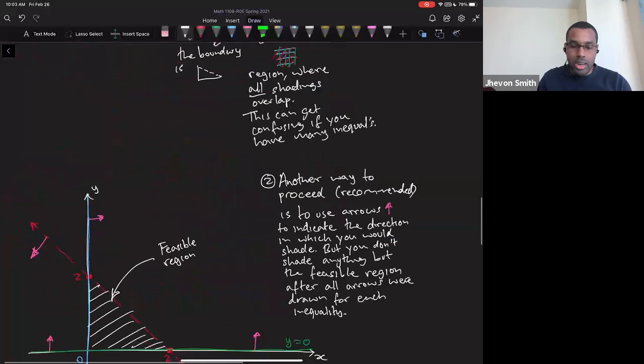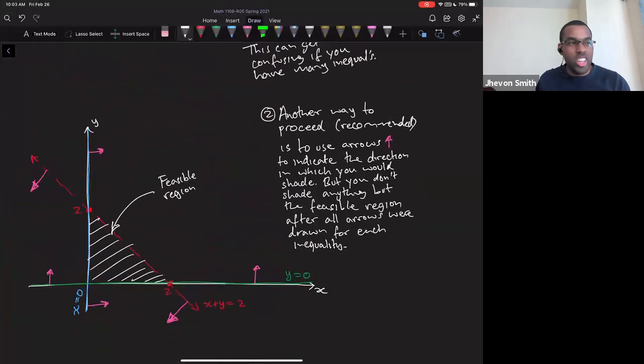So here in the second method, you don't shade until you already know where the answer is, right? So there's only one thing to shade here. It's definitely clear, unambiguously, that what's inside that right triangle is the solution. And it doesn't matter if I had 3 lines or 15 lines, the solution, the feasible region, would still be obvious, right?